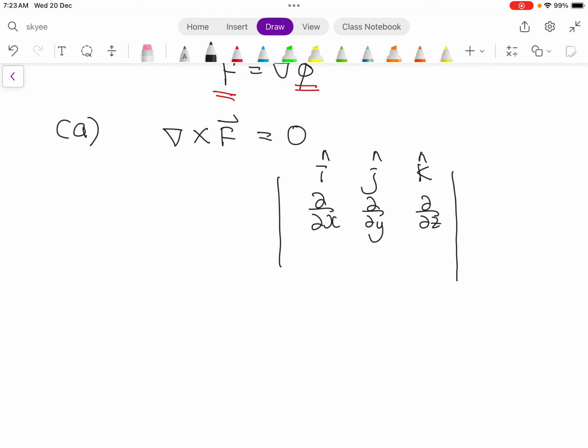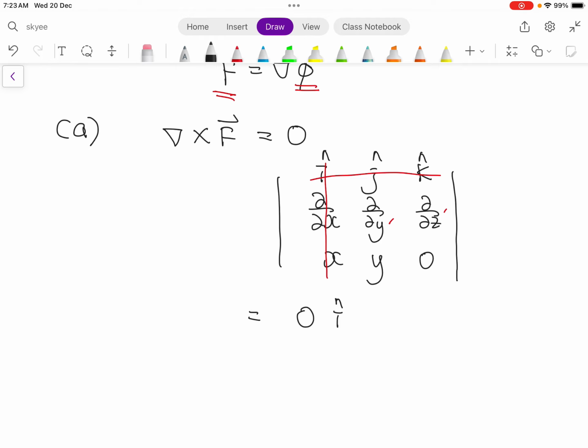Your f actually only has the i and j components, right? So you have an x, you have the y. Let's see whether the curl is 0. For the i component, you hide this thing, and look at these 4 terms. This is going to give 0. This is also 0. So you have the 0 i component.